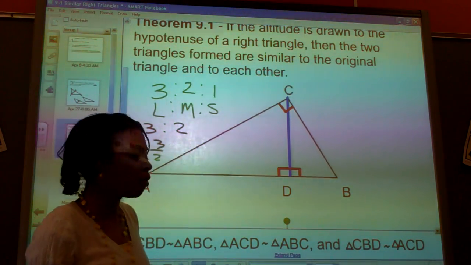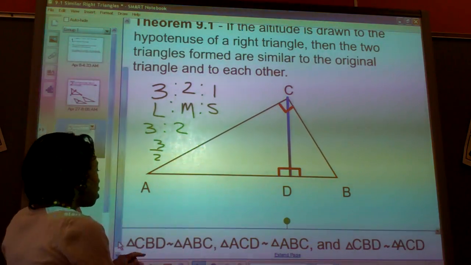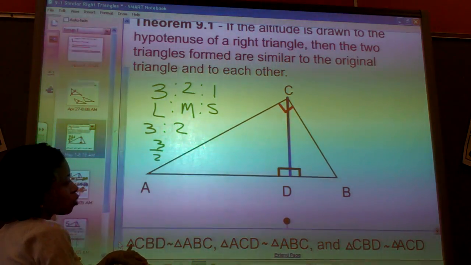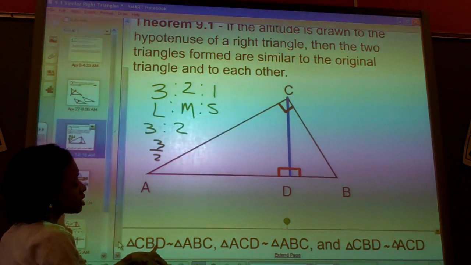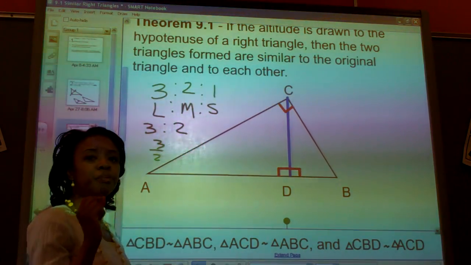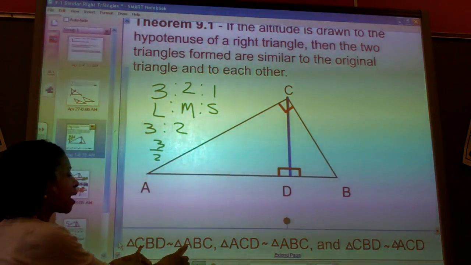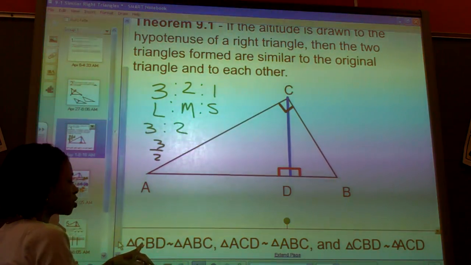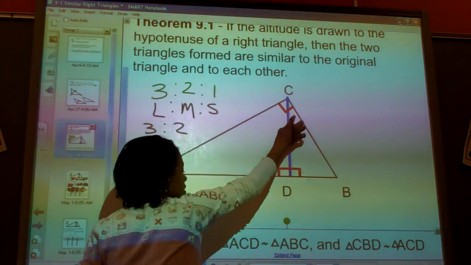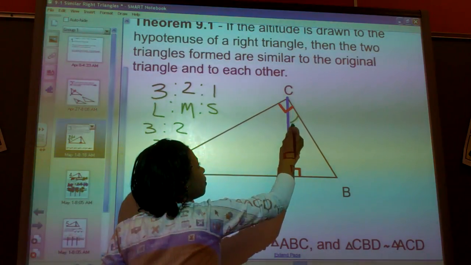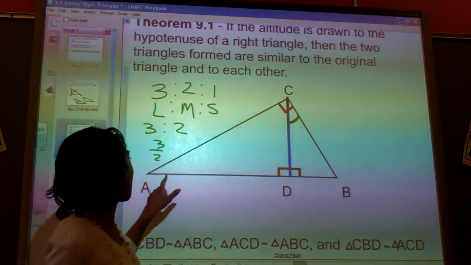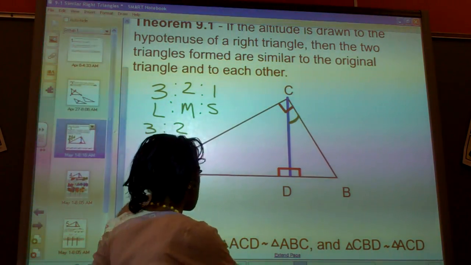Now be careful, make sure you notice this. The first two I compared was triangle CBD, the small, to the large. Be careful, make sure you notice. C corresponds to A on the small. So on the small triangle, angle C, this itty bitty angle, where is that on the giant triangle? Pretend this was not here.